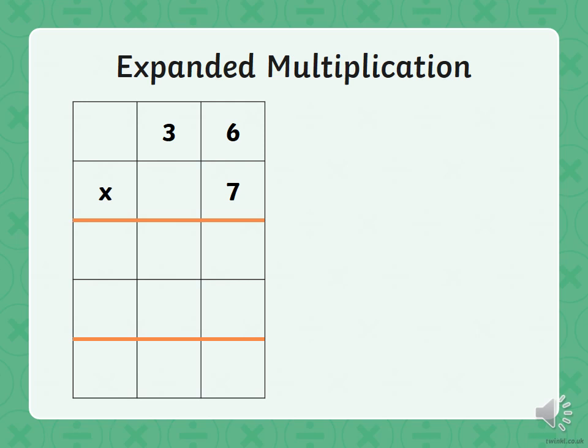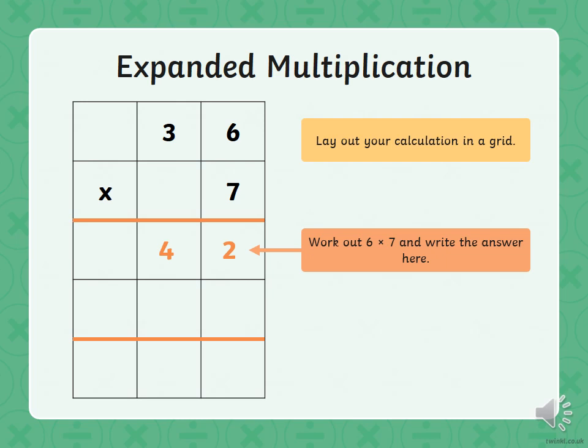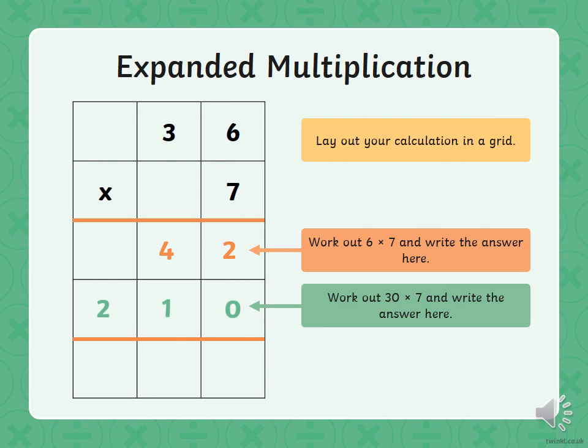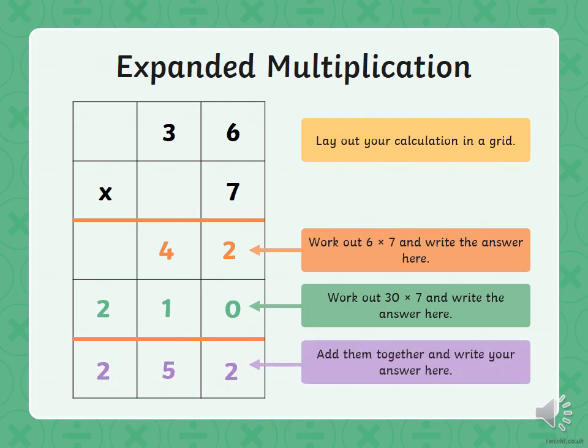So expanded multiplication. 36 times 7. Lay out your calculations in a grid. Work out 6 times 7 and write the answer here. Work out 30 times 7 and write the answer here. Add them together and then write your total answer at the bottom.